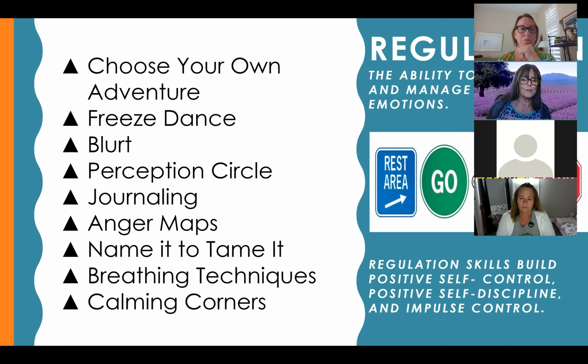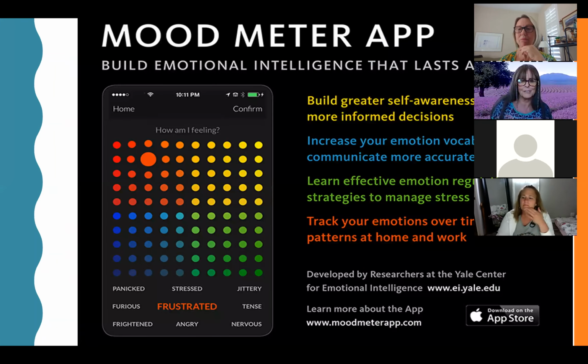So these were just some examples. I'm not going to go through them. My favorite, of course, is you always need to name it to tame it. And if you haven't heard that phrase or the work that has been done, the whole idea is that we can't get to regulating if we really don't know what it is. And going back to those self-checks are really the beginning of that. And we all know about breathing techniques. That almost seems to be our go-to, but there are far other things that we can be putting in that resiliency toolkit for our kids.